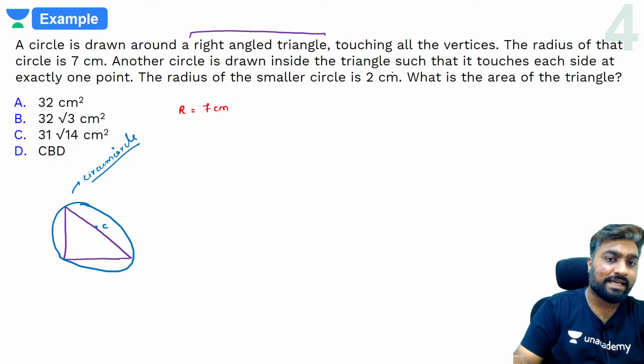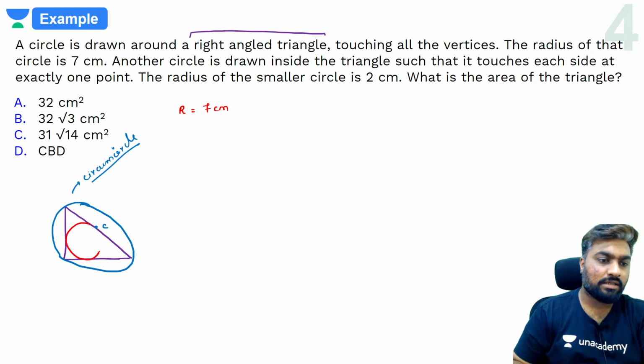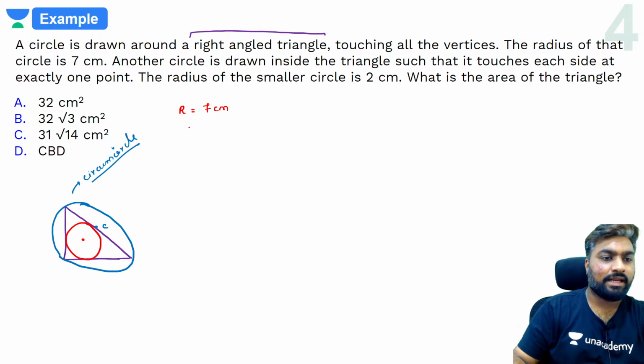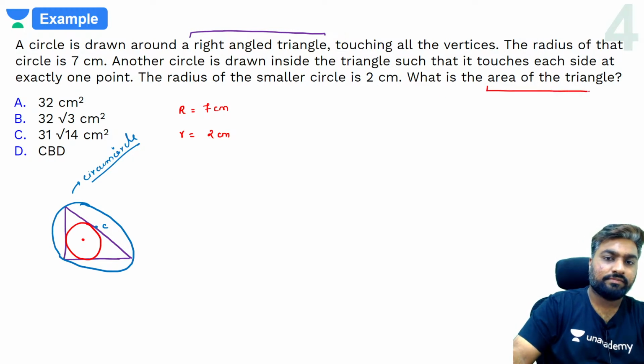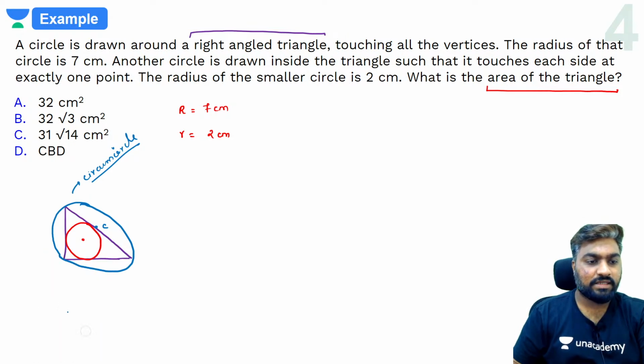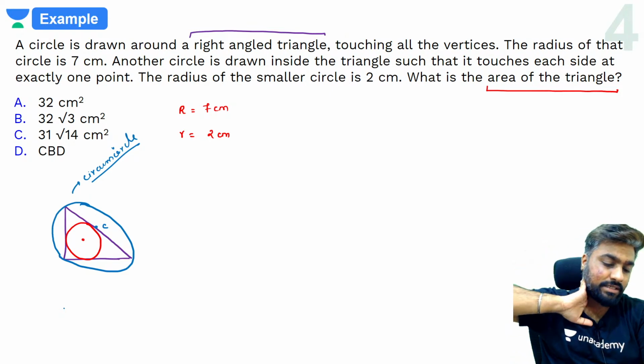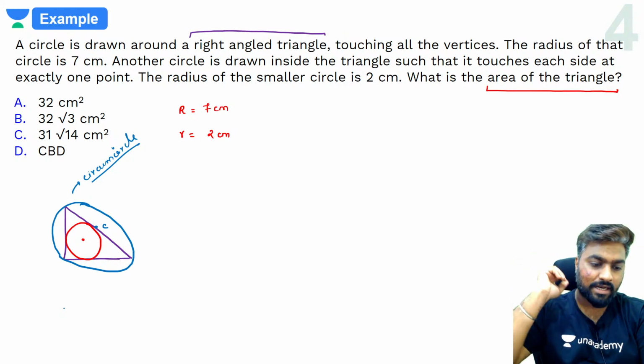Another circle is drawn inside the triangle such that it touches all the sides at exactly one point: 1, 2 and 3. What is this? This is your incircle, correct? So they've given the inradius. The radius of the smaller circle is 2 centimeter. They're asking the area of the triangle. Let's see who can answer this real quick. We just spoke about the concepts of right angle triangle and incenter, circumcenter, incircle, circumcircle. Let's see who can answer this quickly.